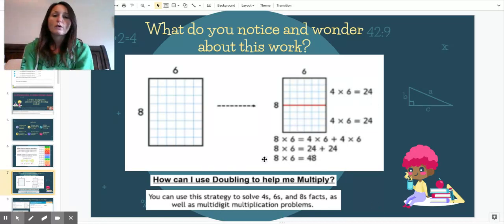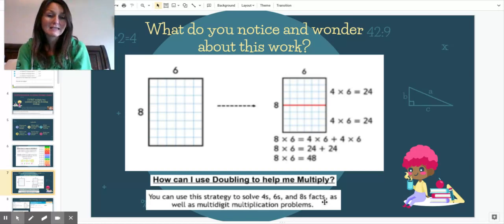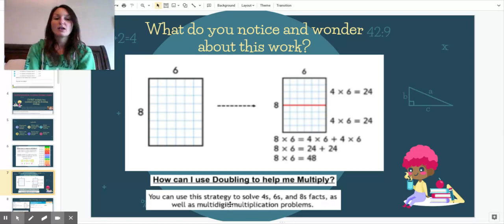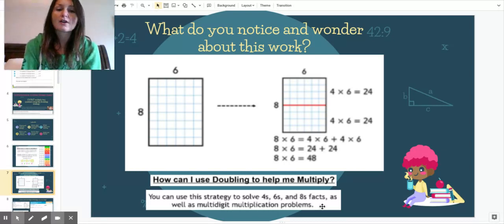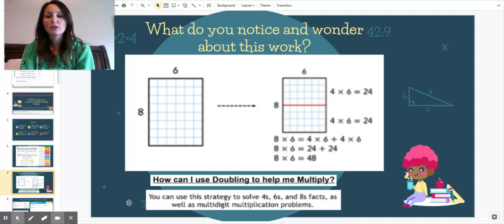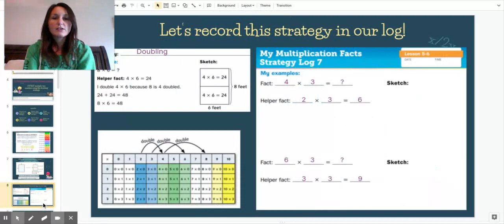Okay, so when we think about this, this is a good way to help me when I'm trying to solve 4s, 6s, and 8s, right? Or other multi-digit multiplication problems, because the 4s, 6s, and 8s are ones that we have a little bit more of a tricky time with. So these are different things that we should have in our strategy log, right? If we have doubling, we can write that down here and give an example. And here are some examples you could use.